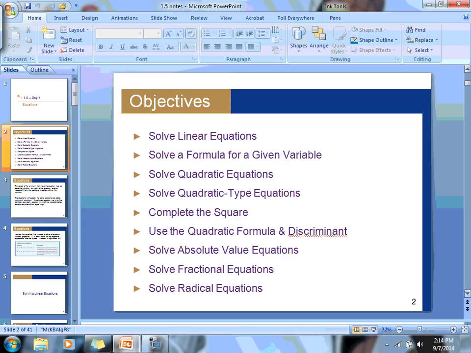We have a lot of examples to go through today, so we're going to talk about several of these first objectives. We're going to talk about basically the first 4: solving linear equations, solving a formula for a given variable, and then solving different types of quadratic equations.